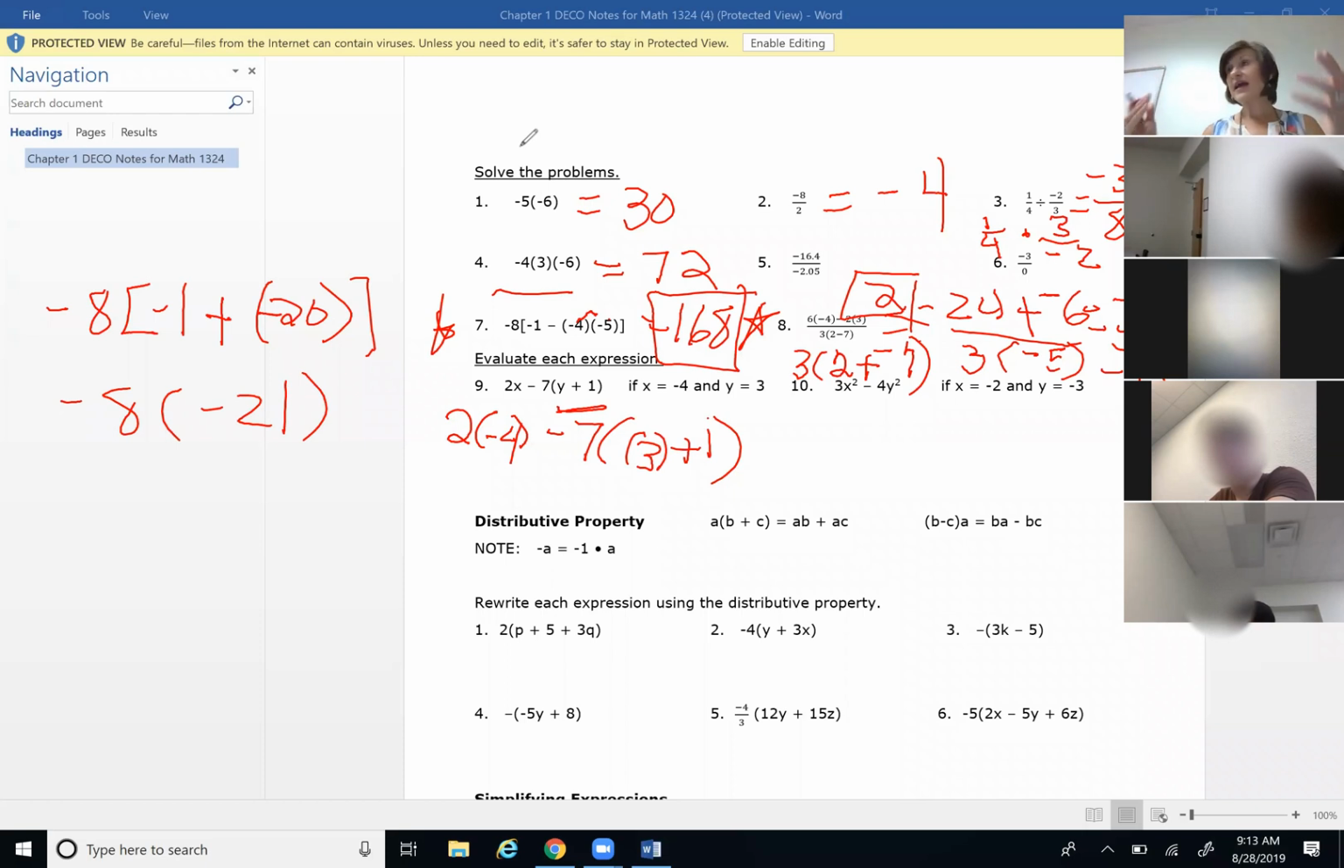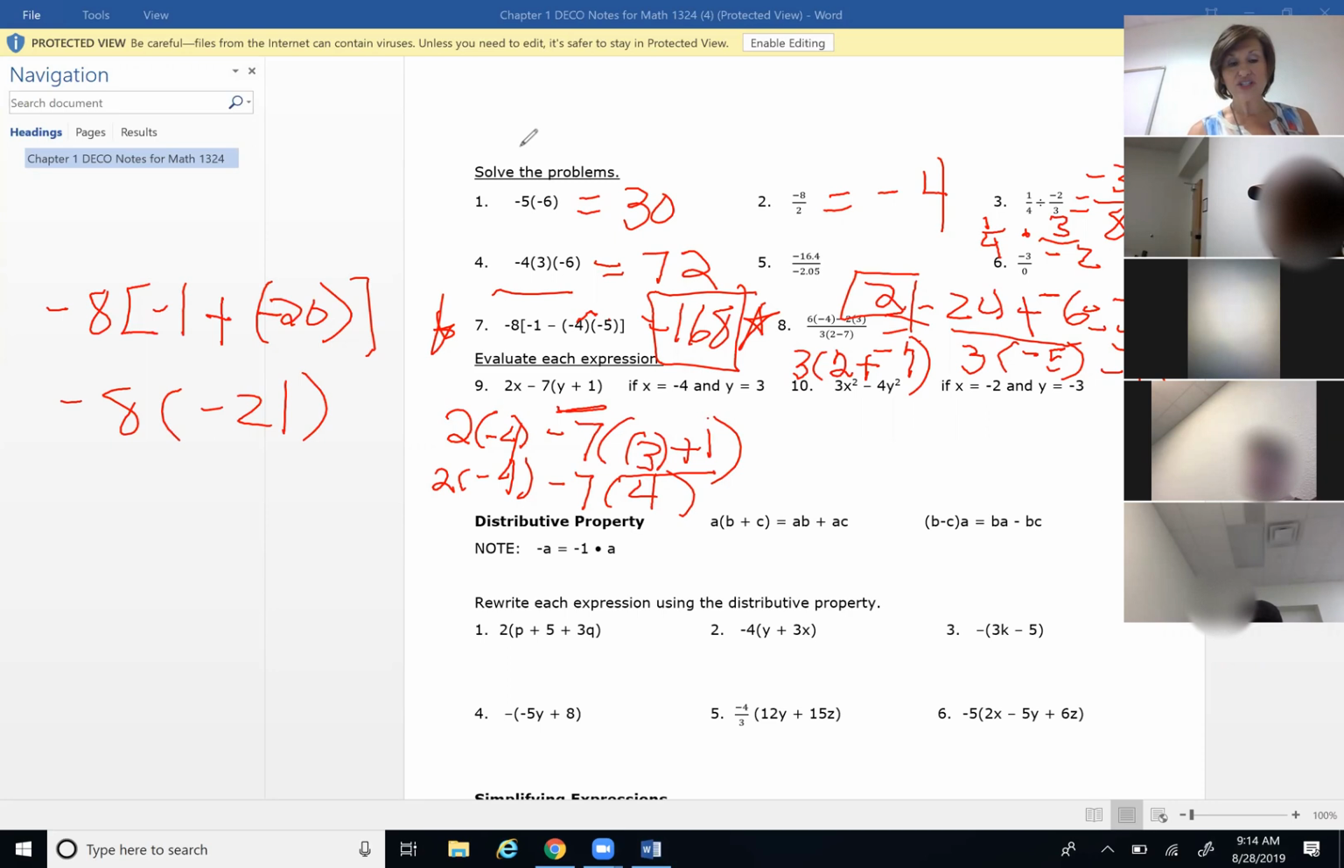The only thing I can do in a parentheses is this right here, the 3 plus 1, which is how much? Yeah, 3 plus 1 is 4. So I'm going to have everything else stay the same, but when I get to where that parentheses was, I'm going to put the 4 inside the parentheses. And now I've got 2 times negative 4 minus 7 times 4. So I've got multiplying and subtraction. What should I do next?